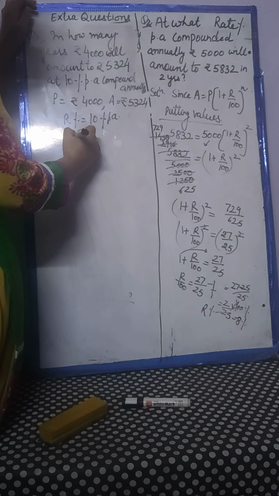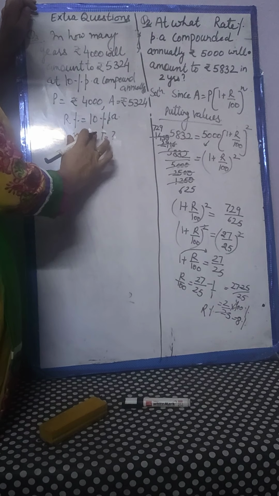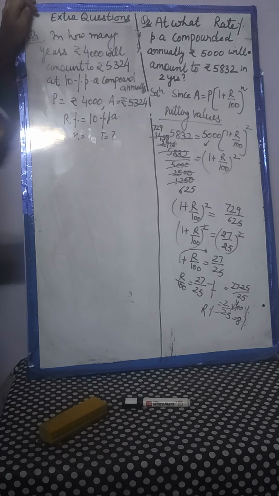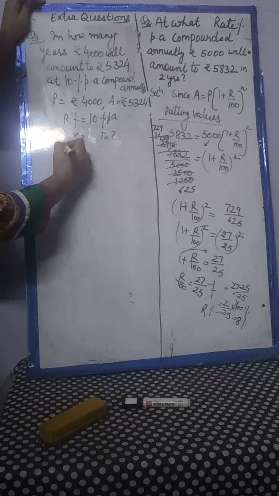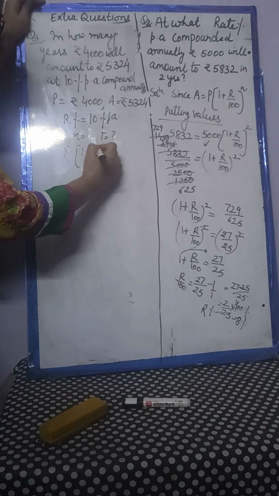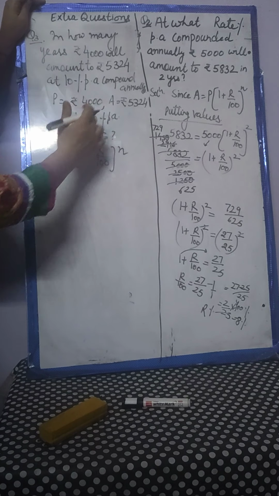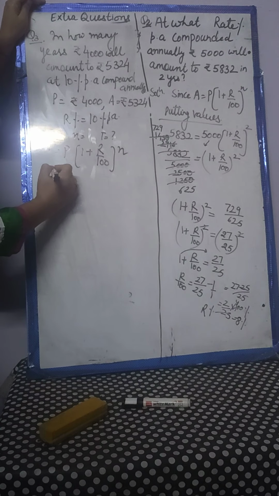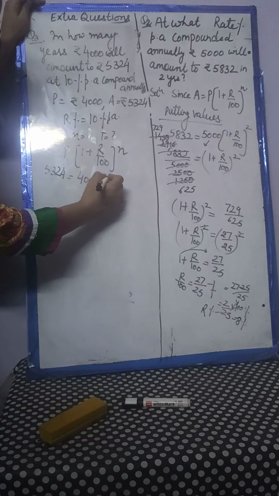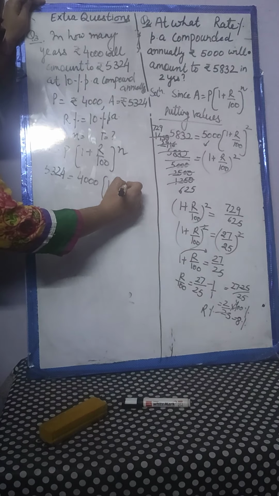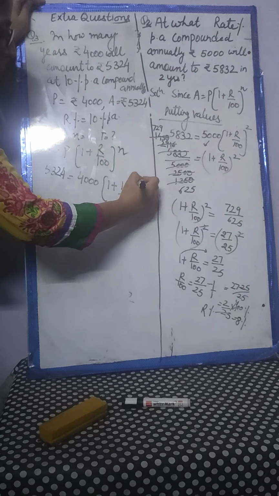And what we are to find? N or equal to T, N equal to T equal to we have to find. So let us put the value. A equal to P into 1 plus R by 100 raised to power N. Putting value, 5,324 equal to 4,000 into 1 plus 10 by 100 whole raised to power N.